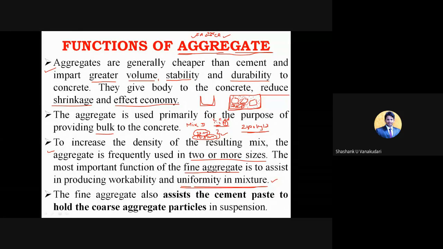Once you have used only coarse aggregate as well as the cement, the cement paste will stand in one place and the coarse aggregate will stand in one place, right? So that will not be considered uniformity in its nature. Once you add the fine aggregate, together it forms uniformity in its structure and gives an equal percentage of the ingredients in proper sections. And this fine aggregate also assists the cement paste to hold the coarse aggregate particles in suspension. So the major function of this fine aggregate is to give certain strength as well as proper bonding between these coarse aggregates.